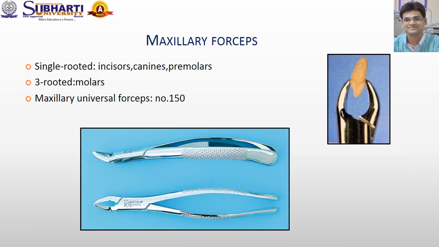Maxillary teeth require forceps which are designed for single rooted teeth like incisor, canine and premolar. Premolars are usually bifurcated at the apical third in case of maxillary first premolar, and molars are three rooted. Specifically designed forceps are required for their extraction. Maxillary universal forceps number 150 have a slightly S-shaped curve when viewed from the side and are straight when viewed from above, and the beaks of this instrument are approximated to each other. These forceps are meant for extraction of maxillary anterior teeth including premolars.